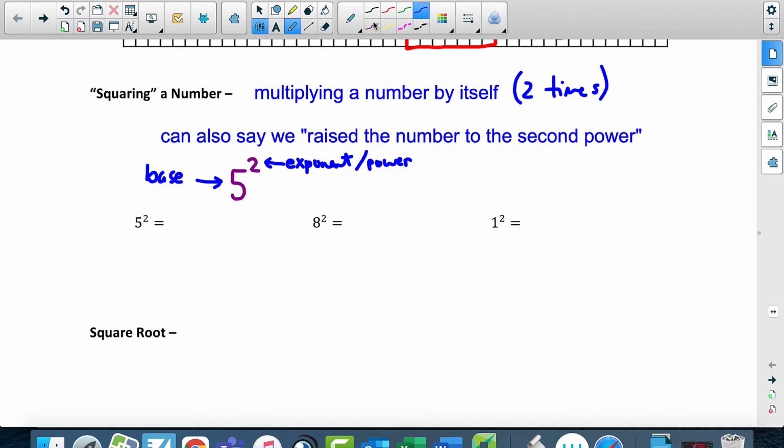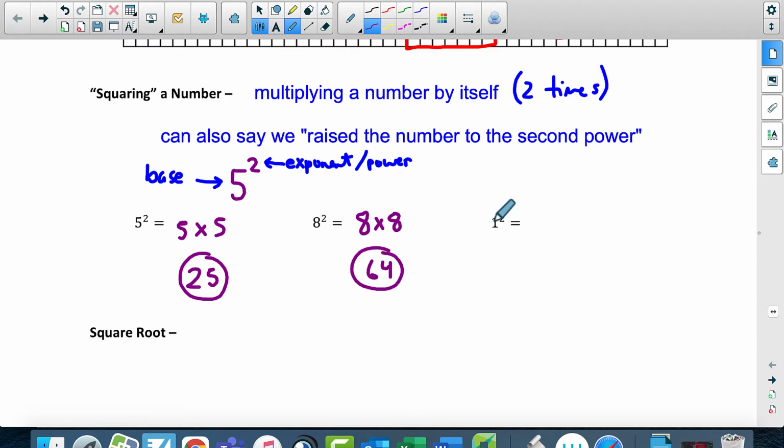Okay, but for this one, we're just doing 5 times 5. That's what 5 squared means. Now, that's not the answer. The answer is 25, because 5 times 5 is 25. 8 squared does not mean 8 times 2. It means 8 times itself 2 times. 8 times 8, which is 64. 1 squared means 1 times itself, not times 2, but by itself 2 times. So 1 times 1, which equals 1.